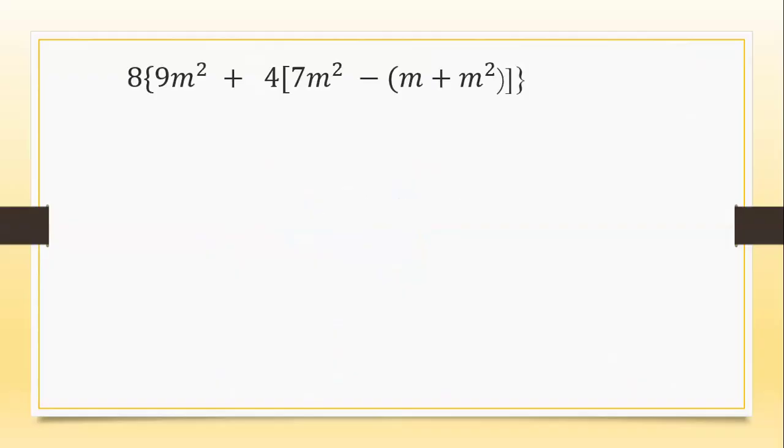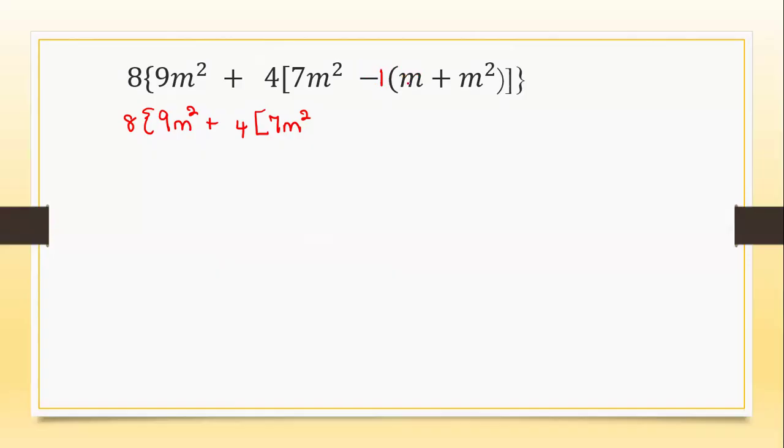Simplify. We have 8 bracket 9m squared plus 4 bracket 7m squared minus m. So we're going to work from inside, come out. Dealing with this, we're going to now multiply out this bracket using the distributive property. If there's no number here and you need a number, you can always put 1.